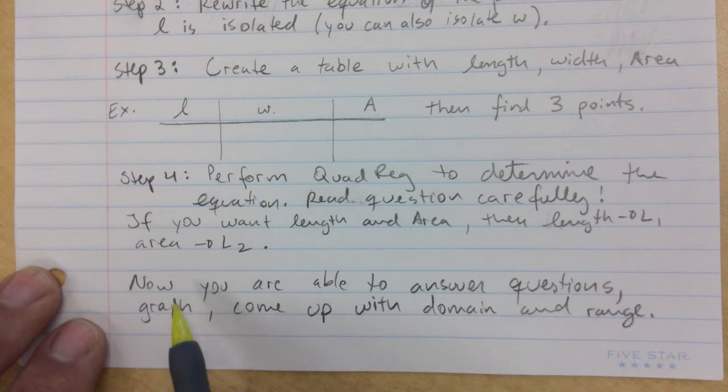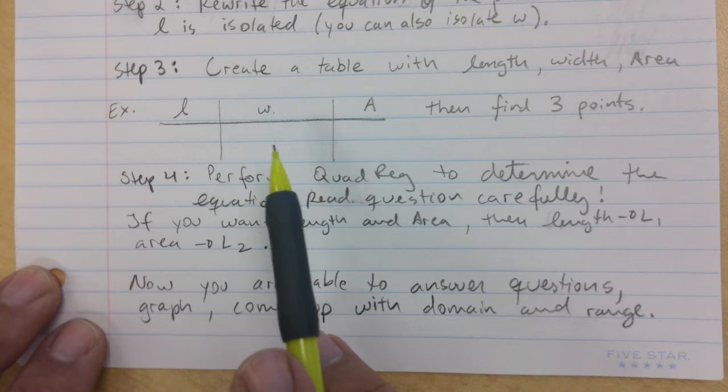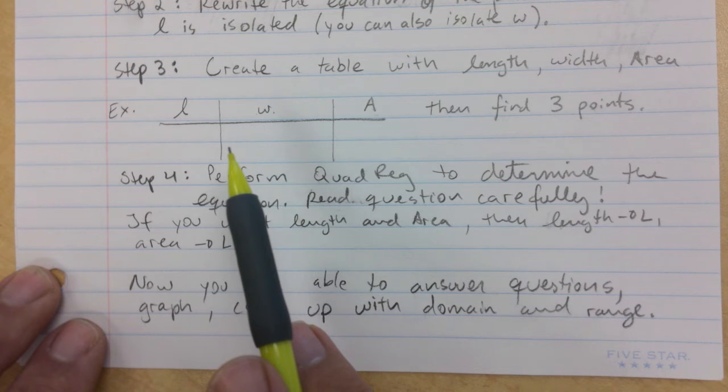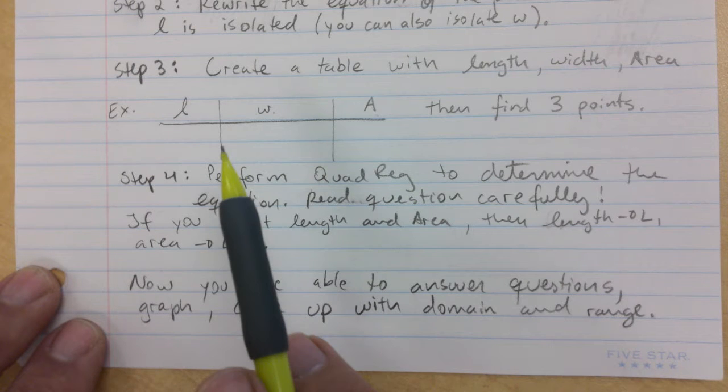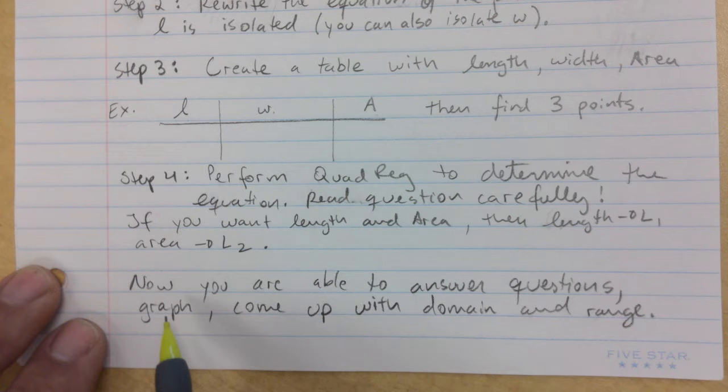Remember, anytime you put stuff into L1 and L2, you want to have plot 1 turned on, okay? Because you're using quad reg. If you're not using quad reg, turn it off, okay? So when are you not using quad reg? When the equation is already provided. Okay, now you're able to answer all kinds of questions.